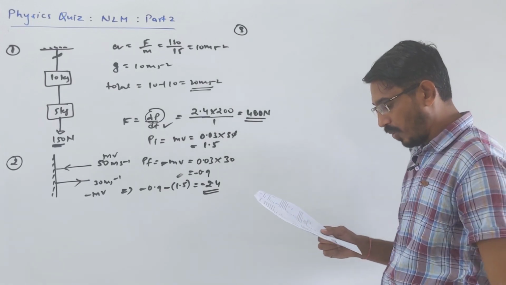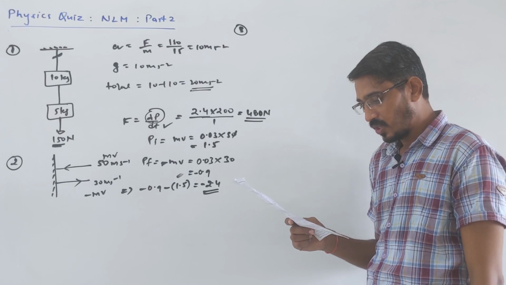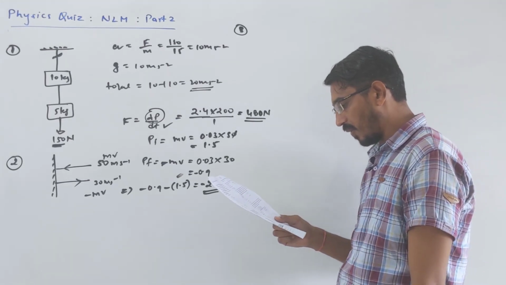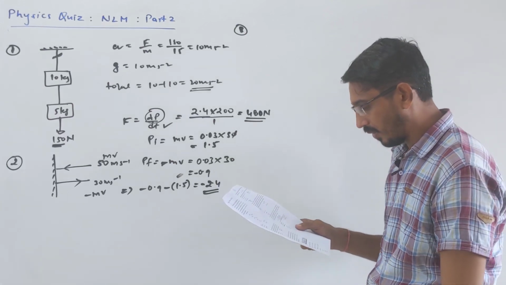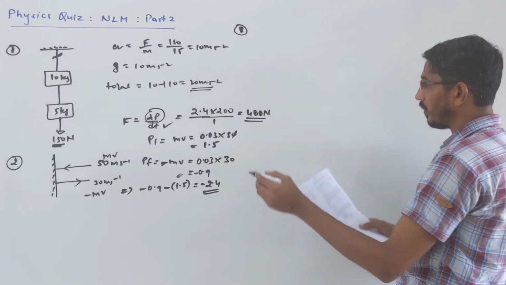Two blocks of 6 kg and 4 kg are connected by a rope of mass 2 kg. So it's a heavy rope type of question. On a frictionless floor, a constant force is applied on the 6 kg block. Then what are the tensions in the rope at A, B, C? You have to calculate the tension in all the rope, no problem.